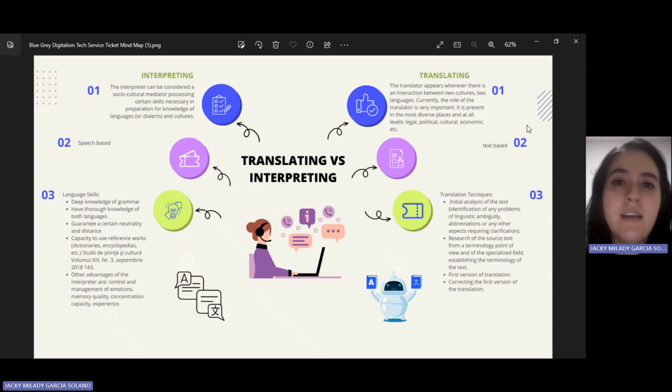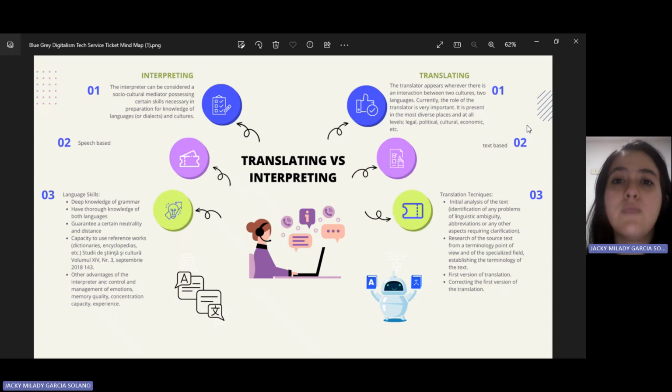I'm going to explain a little bit the differences and similarities of interpreting and translating. The first thing that we need to understand is the main function of each one of them. Interpreting is speech-based. It means it's spoken. We have different kinds of interpreting.